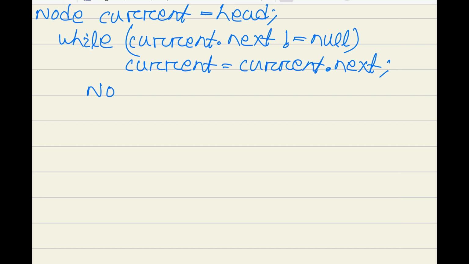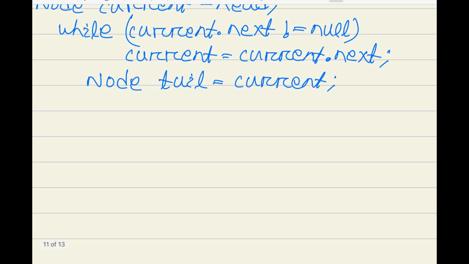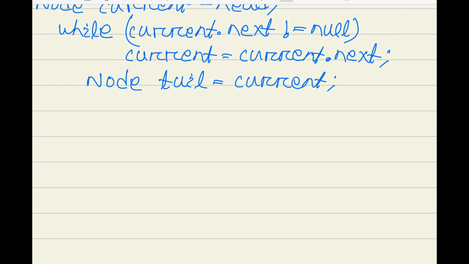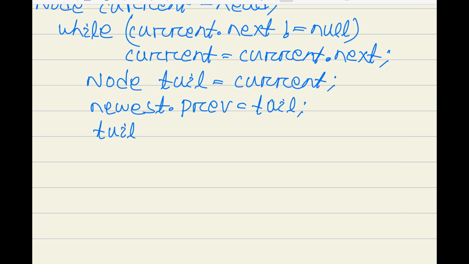So for that we can write node tail equal to current. So when the loop terminates, the current refers to the tail node. That's why we are writing node tail equal to current after the loop. So now we'll write newest dot previous equal to tail and tail dot next equal to newest.